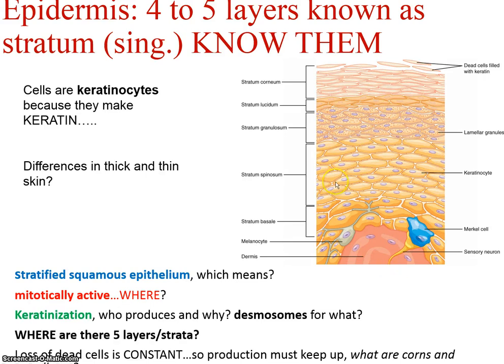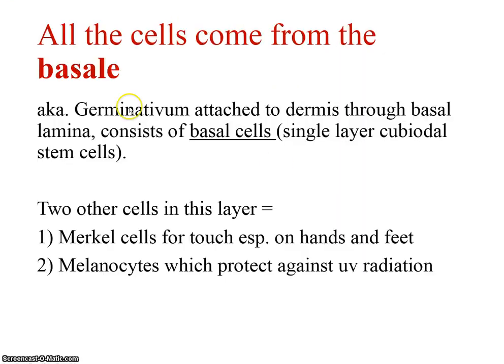And the 5 layers, again, include the lucidum, and this is found only on the bottoms of the feet and the palms of the hands. So, again, all the cells come from the basale. It's also known as the germinativum, and it's attached to the dermis through the basal lamina. And this is just, again, a basement membrane, if you will, an extra layer that really makes them hold together.